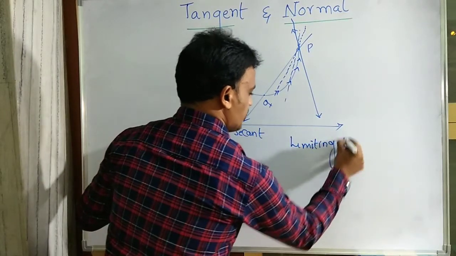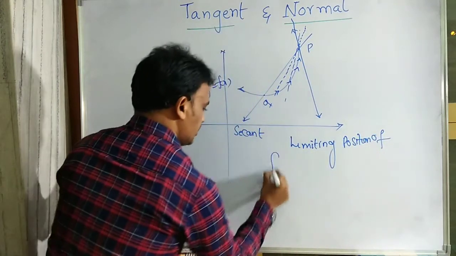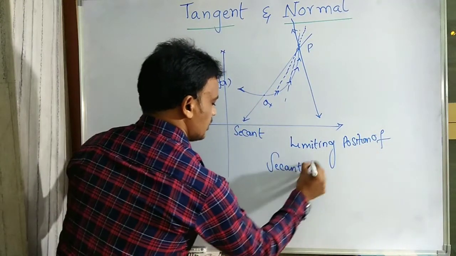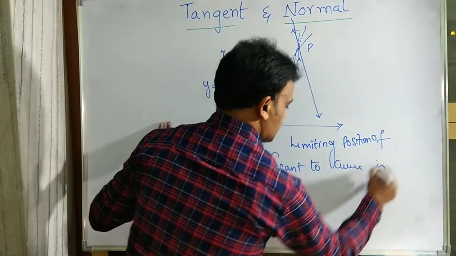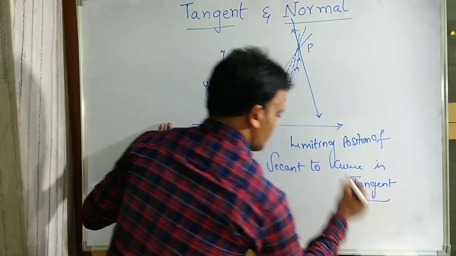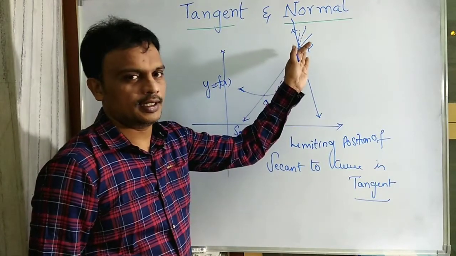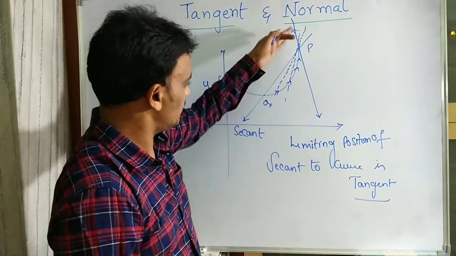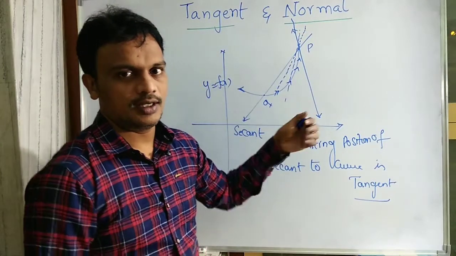So the limiting position of the secant to that curve becomes the tangent to the curve. Can I write like this? So when the point Q reaches P, in that case the limiting position of this secant line becomes the tangent. Right? Now I can define that.